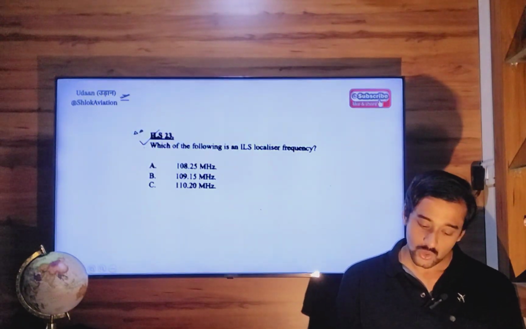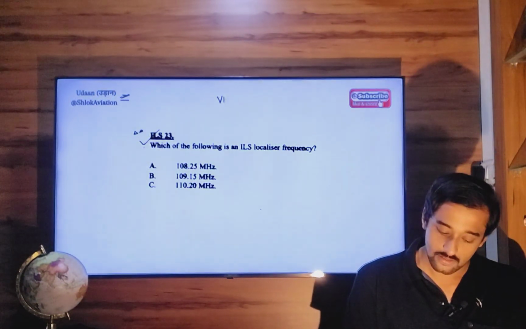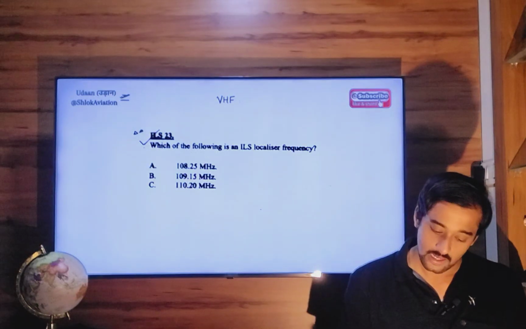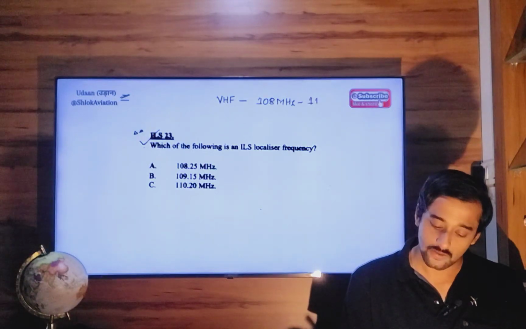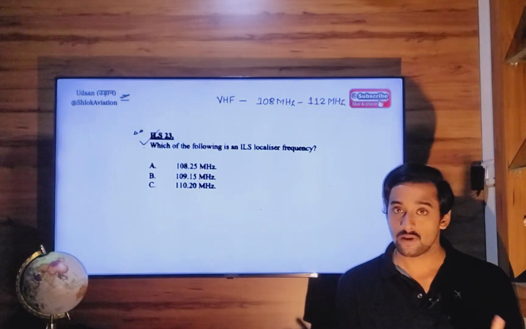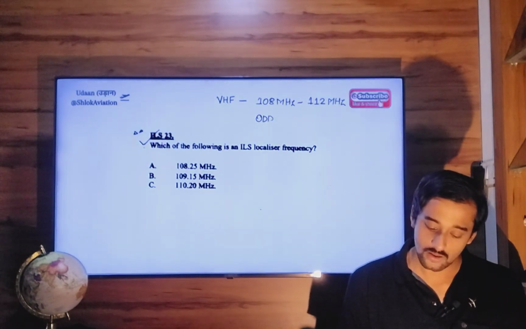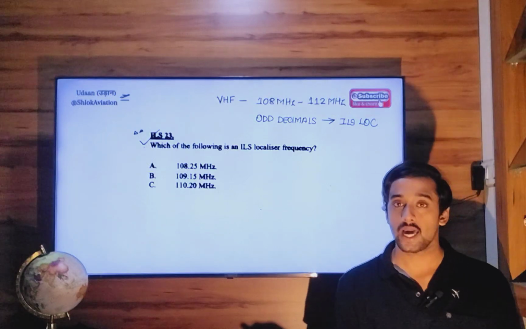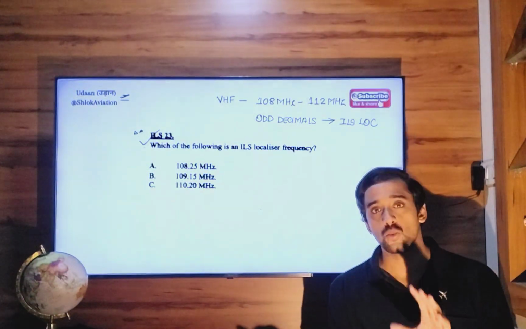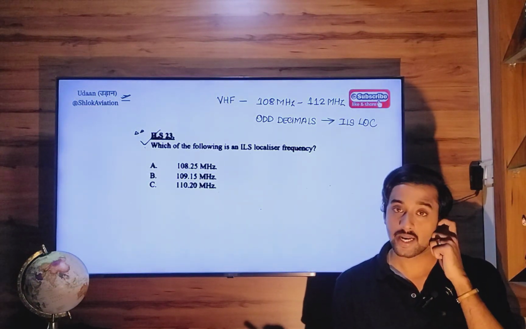Next. Which one of the following is an ILS localizer frequency? ILS localizer frequencies are found in the VHF band from 108 MHz to 112 MHz. Between these two frequencies, all frequencies which have odd decimals belong to the ILS localizer. For example, 108.1, 109.3, 110.7, and so on, up to 112 megahertz.